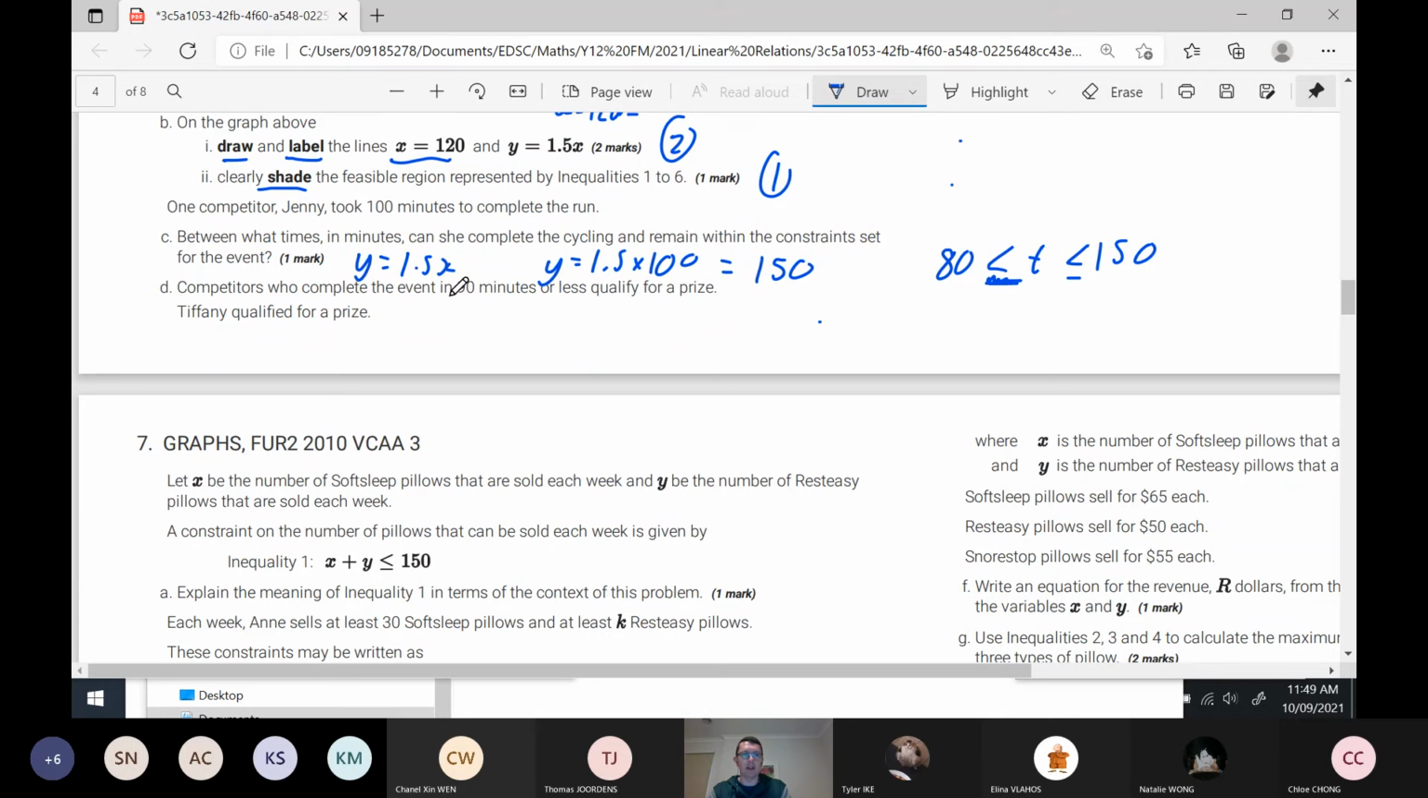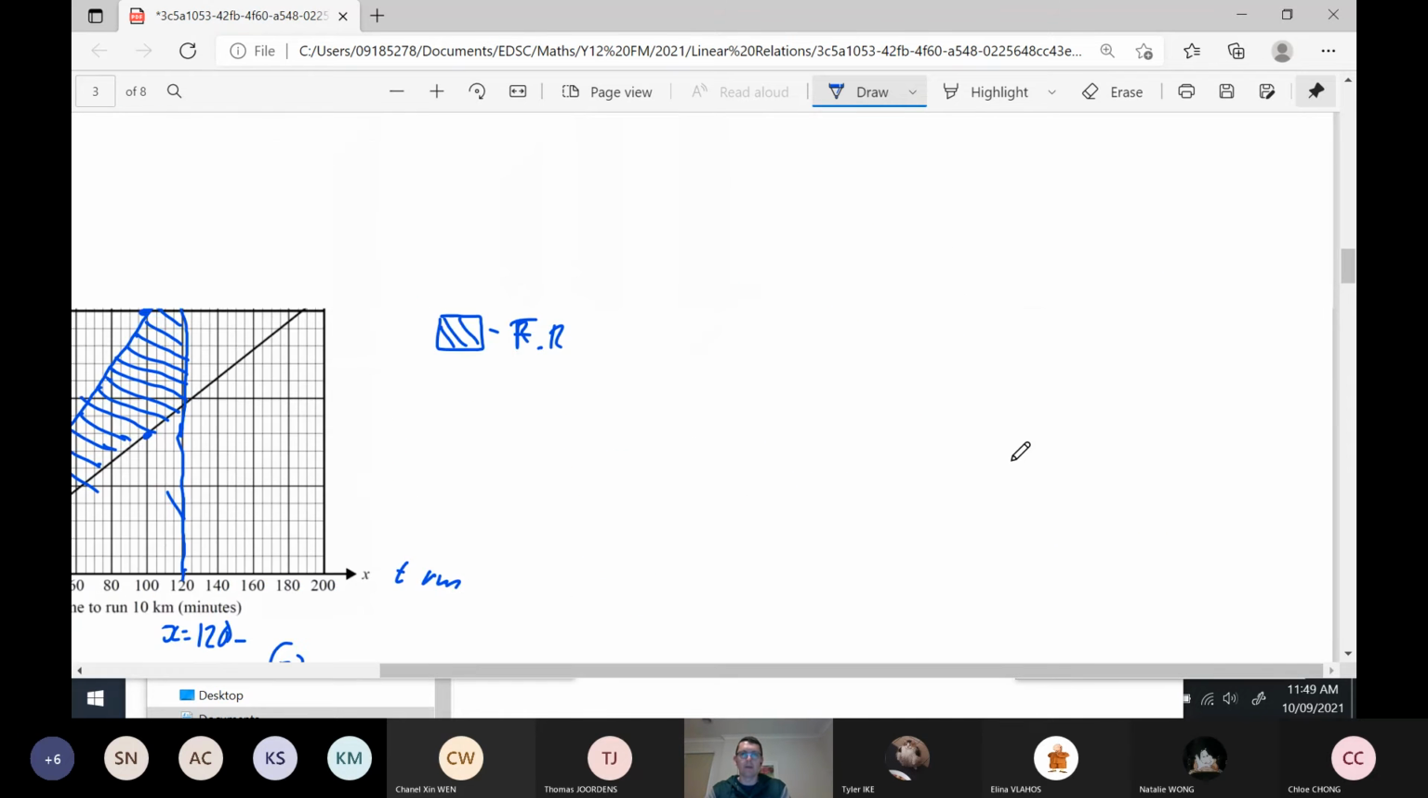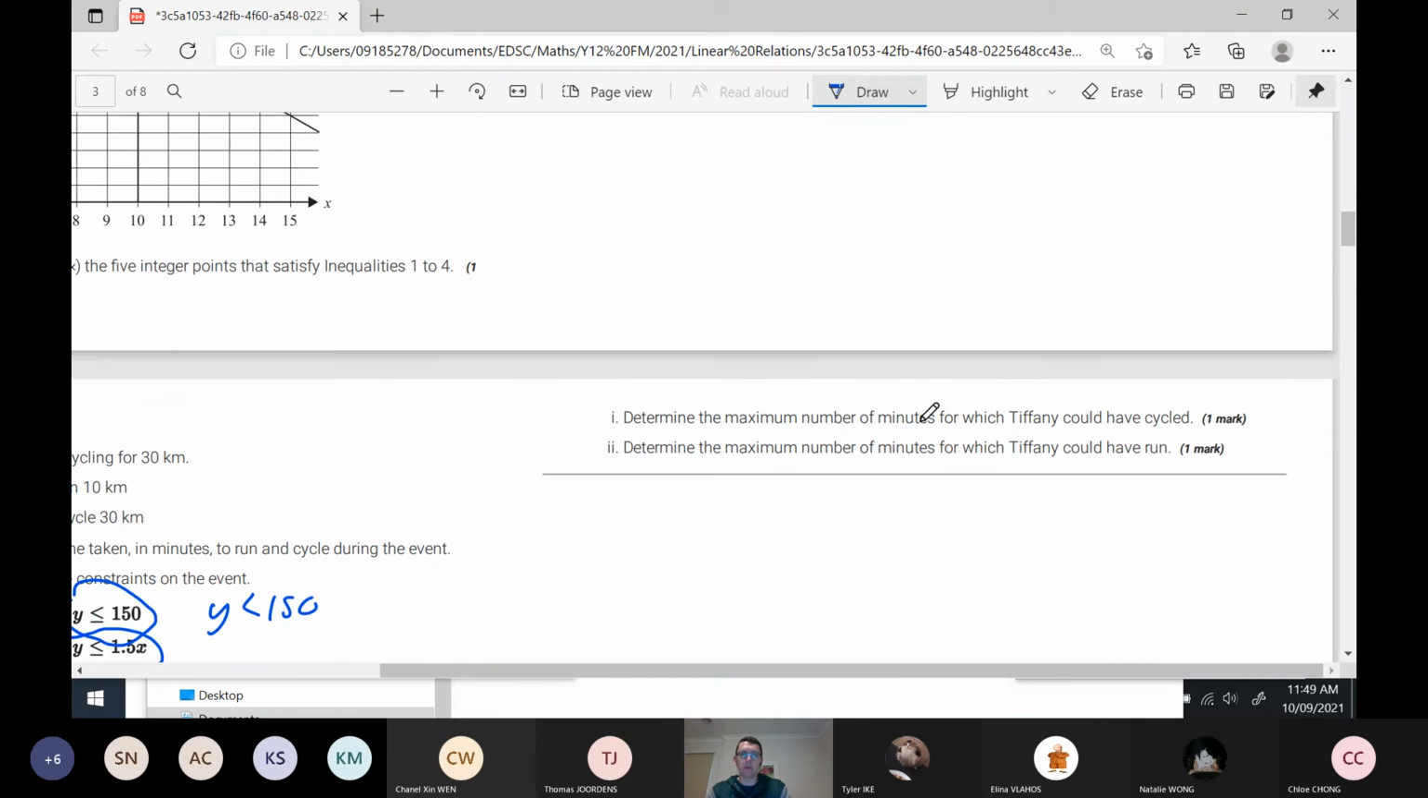Competitors who complete the event in 90 minutes or less qualify for a prize. Tiffany qualified for a prize. Oh, good on her. And the question goes on. Determine the maximum number of minutes for which Tiffany could have cycled. Determine the maximum number of minutes for which Tiffany could have run.